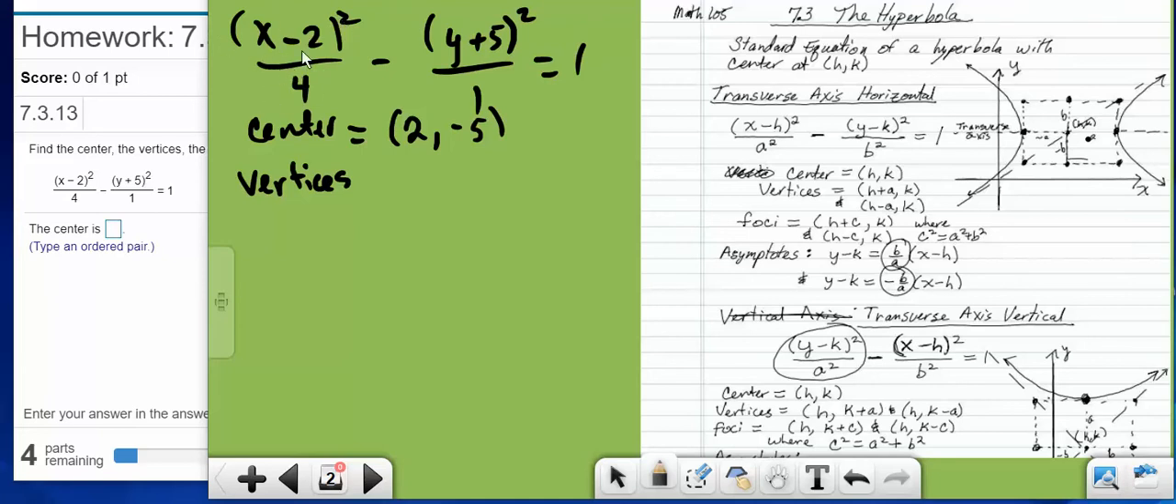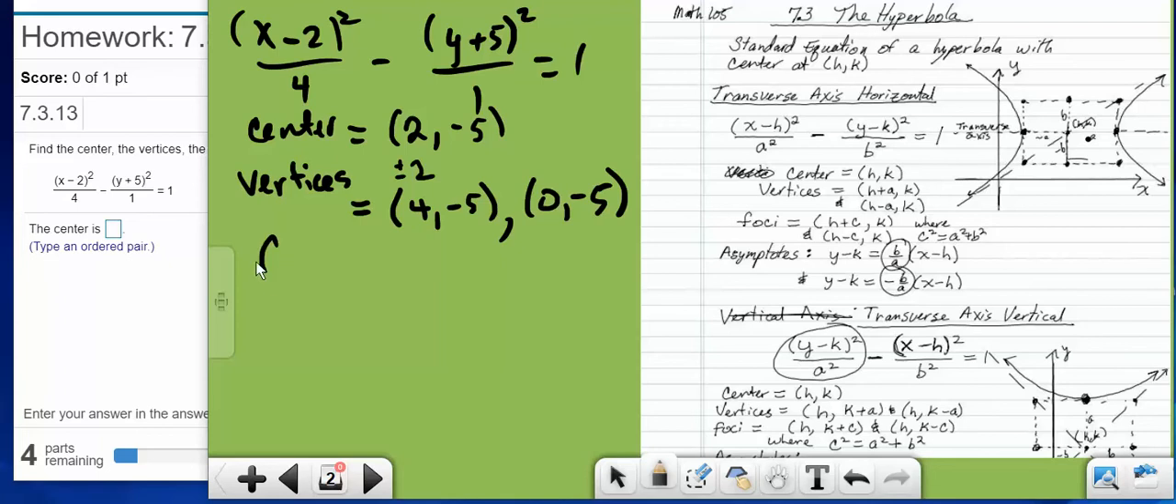So under the x squared is 4, square root of 4 is 2, so for the vertices we're going to add and subtract the square root of this number, which is 2, to the x coordinate. Now if this was y squared minus x squared, you would add it to the y coordinate. Okay, and that's what the notes say over here. So 2 plus 2 would be 4, -5. 2 minus 2 would be 0, -5.